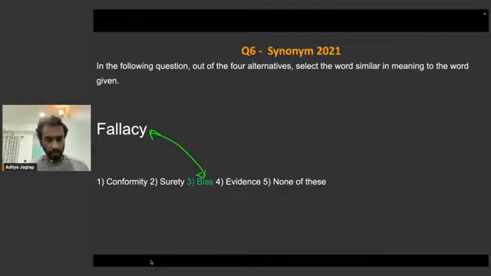Here you can, through elimination, if you know what fallacy generally means, it means a mistake or an error of some sort or some flaw in the system, which could mean, like in data systems, you can say bias, data analysis. Conformity, surety, and evidence we can eliminate.